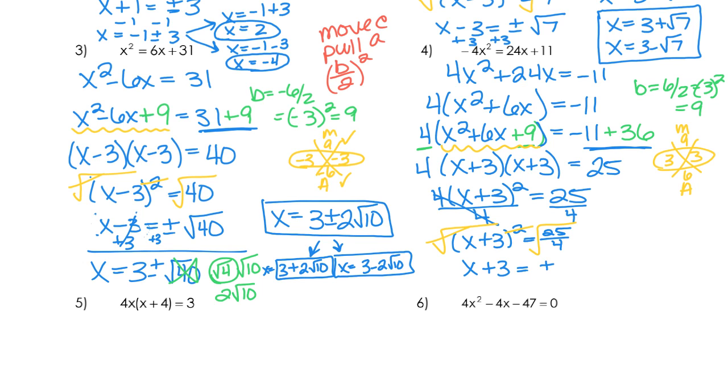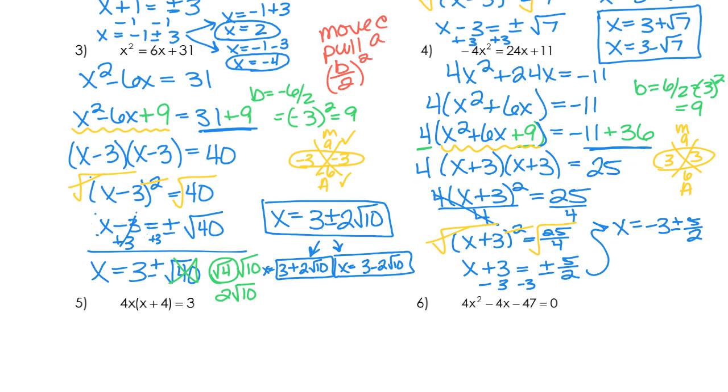On this side, we have to remember the plus minus, and 25 is perfect, and so is 4. So we're really just taking the square root of 25, which is 5, and the square root of 4, which is 2. Okay, and then one last step, we're going to go ahead and subtract 3, and I'll come up here, and we say x equals negative 3 plus or minus 5 over 2.